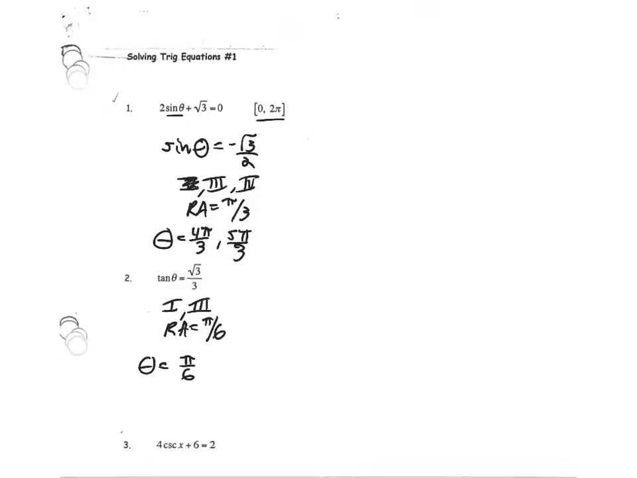Or 7 pi over 6. I'm going to write it over here. That's a bad 7. Let me rewrite that. Or 7 pi over 6.